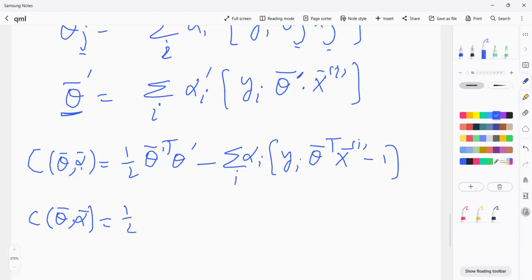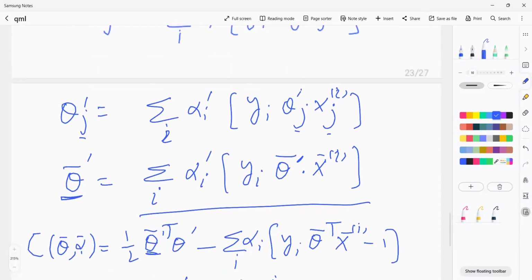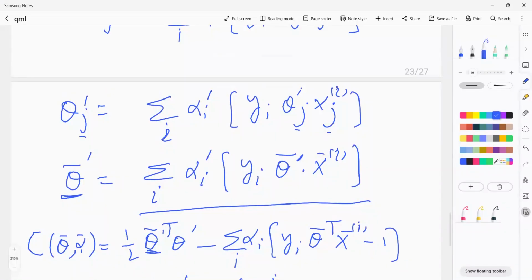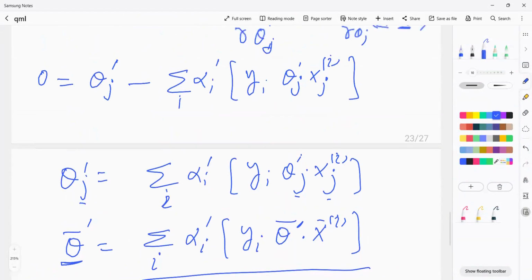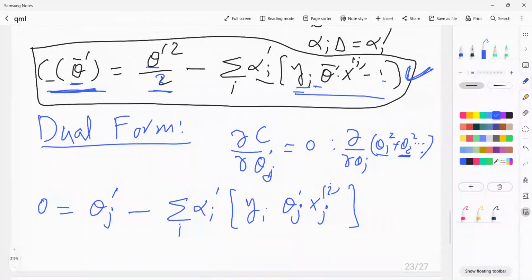So this becomes half. For this theta, we take its transpose, the sum over i of alpha i yi xi, and okay, let me see, there is an issue that I can see easily. This theta j actually should not be appearing here.